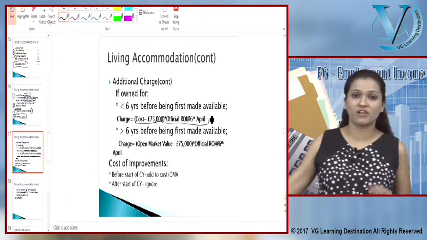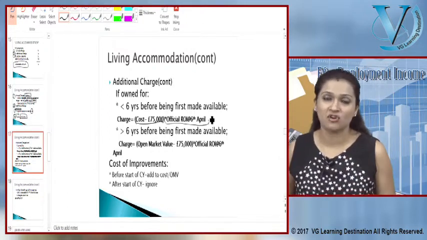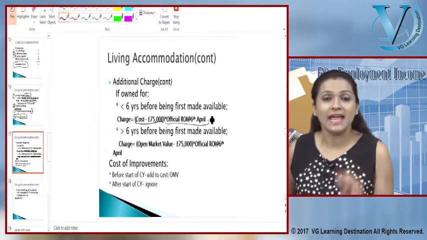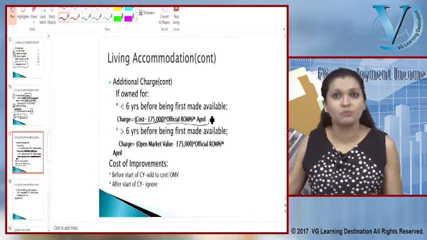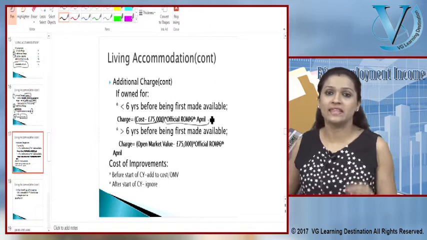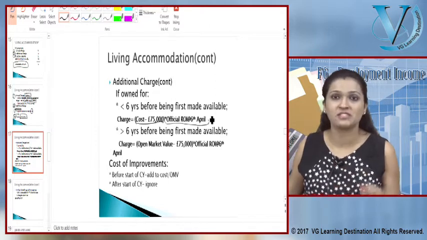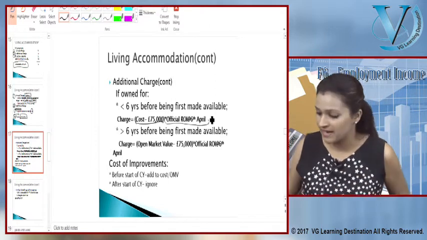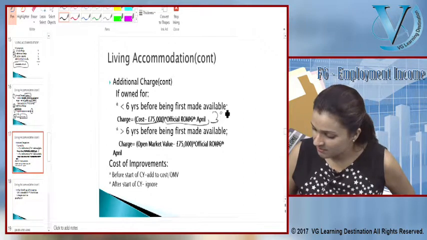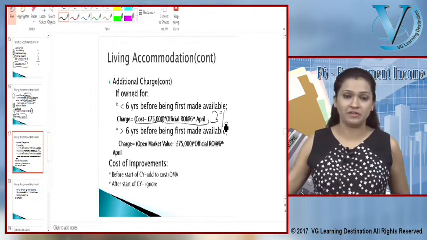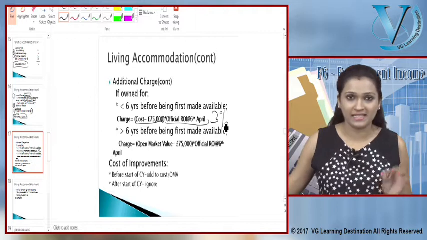Now, this official rate of interest as at the 6th of April 2016 is 3%. This rate would be provided to you in the question always. So, even if it is not given, you should remember that it is 3%. But it will always be provided to you. Now, what are you basically doing?